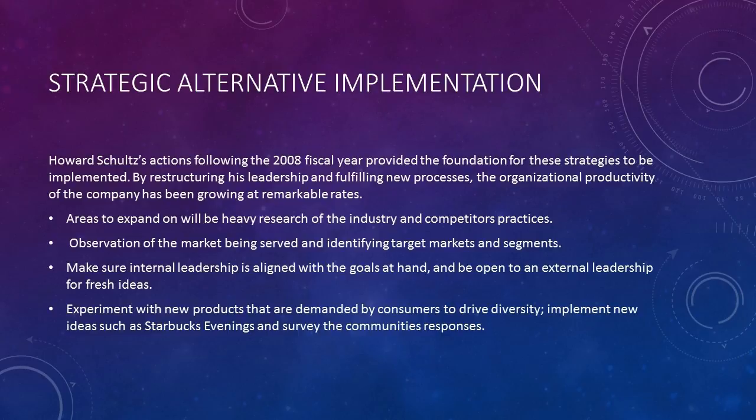Strategic alternative implementation, with Howard Schultz setting the foundation as far as revamping his organizational productivity and his leadership styles. This will be the foundation as far as having his teams look at areas as far as which to expand to. They need to provide a heavy research of the industry and competitor practices to make sure that they're leading in the right direction. They need to observe the markets that are being served, and they need to identify their target markets and target segments.